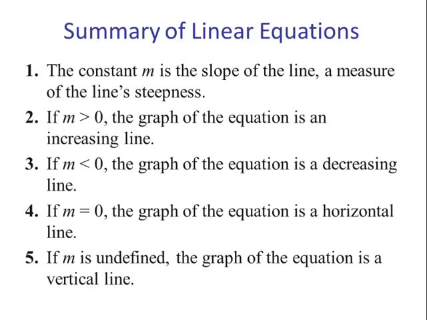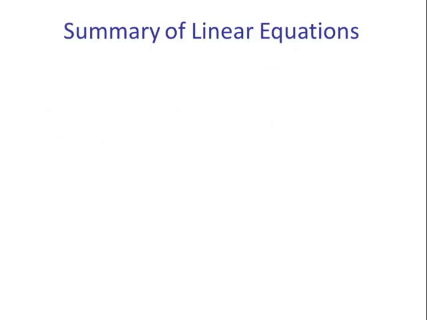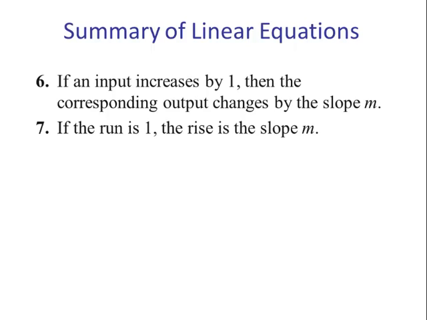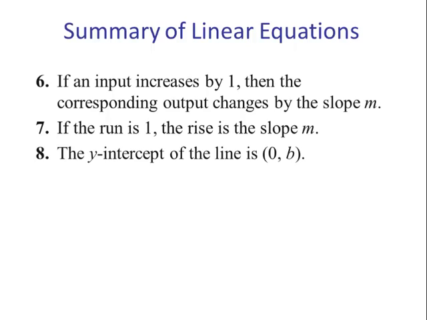Number 5, if the slope is undefined, if we have a 0 in the denominator, the graph of the equation is a vertical line. Number 6, if an input increases by 1, then the corresponding output changes by the slope m. Number 7, if the run is 1, the rise is the slope m. Number 8, the y-intercept of the line is (0, b).